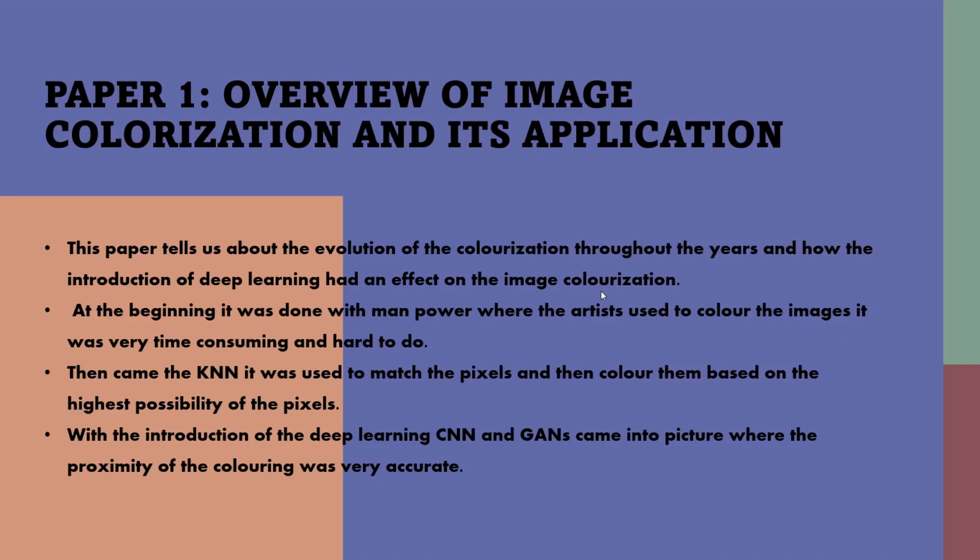Coming to paper one, here the author tells us about the evolution of image colorization. At the beginning, it was done with manpower. Then came the KNN, where the pixels were matched with the probability, and it matched through the colors, and the coloring was done by the pixel probability. Then came the CNN and GANs, the deep learning concept, where the accuracy was increased very much, which we are seeing in today's world.